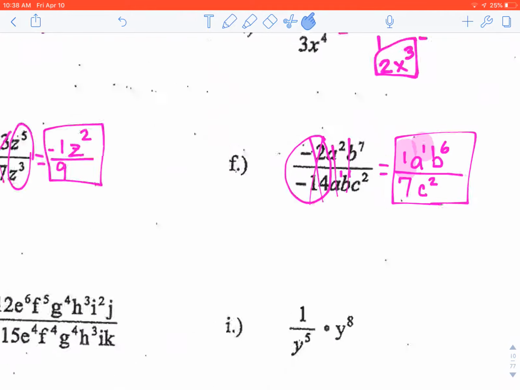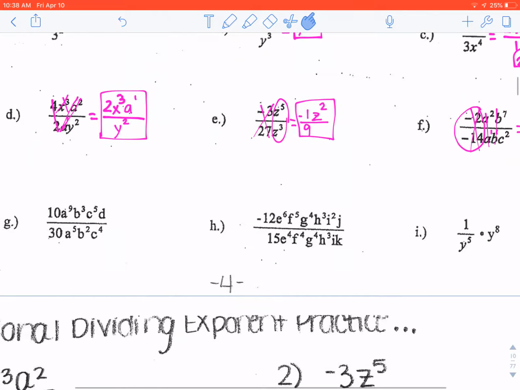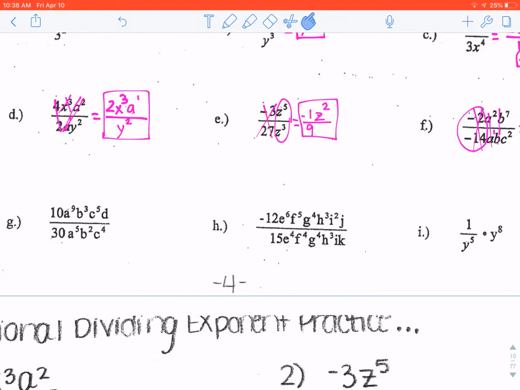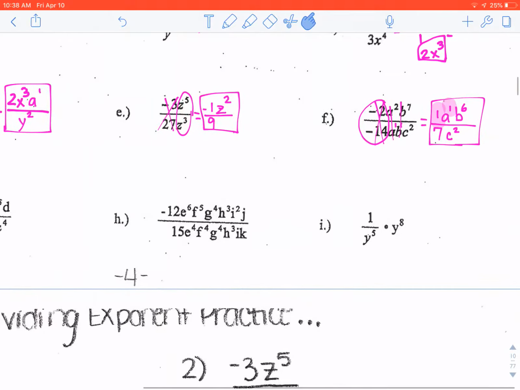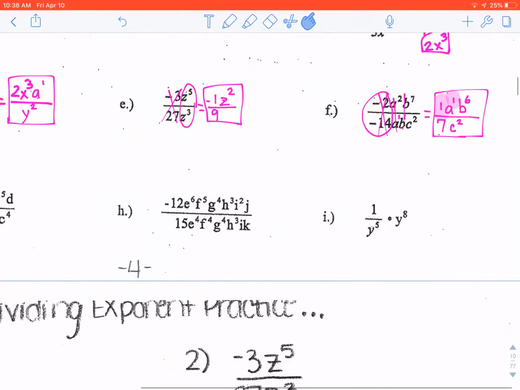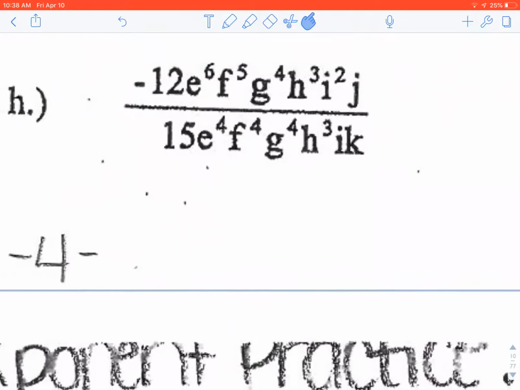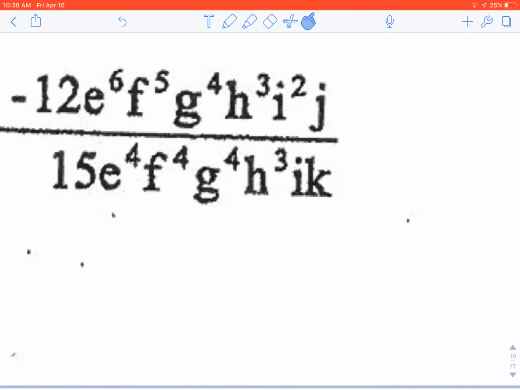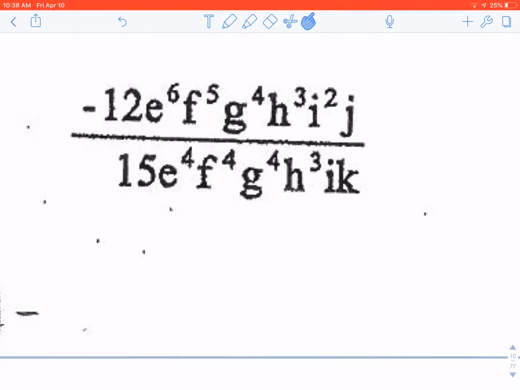Okay. All right, let's do one more of these. Let's see, let's do letter H. Okay, so I'm going to skip the other 2. Okay, so letter H looks hard. It's really not. Okay, let me give you like 30 seconds just to look at this before I start to go over it.